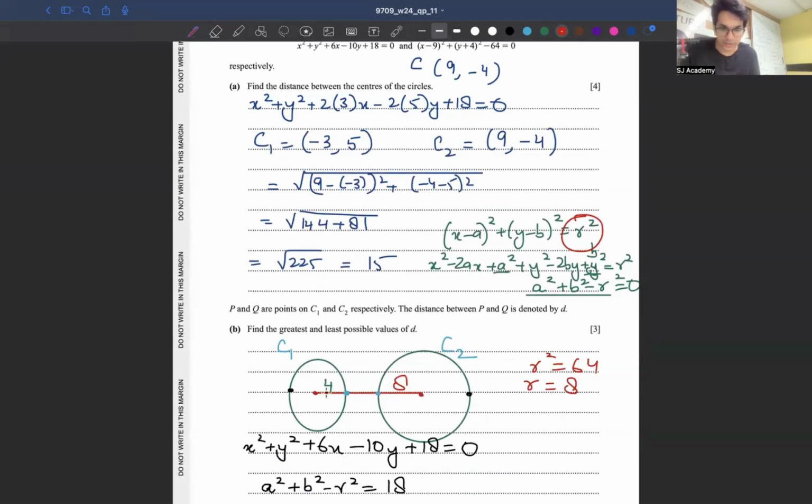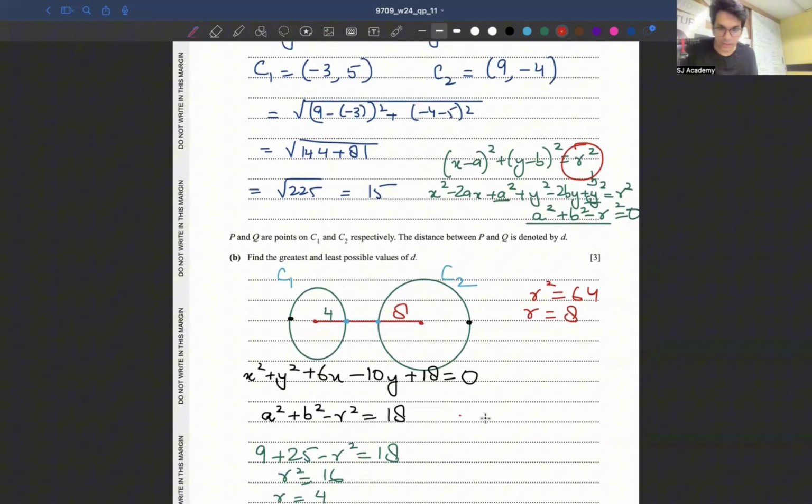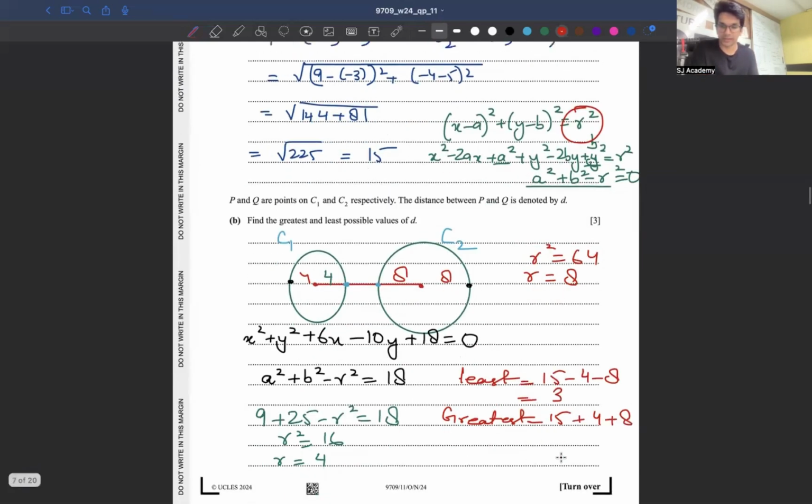Now this total distance is 15 and then 15 minus 8. So for the smallest distance or the least possible value of d, that will become 15 minus 4 minus 8. And for the greatest possible value of d, we will add, this will be 8 and this will be 4. So that will become 15 plus 4 plus 8. So this will be 15 minus 4 is 11 minus 8, that is 3. And then 15 plus 12 will be equal to 27. So these are the two possible least and greatest values.